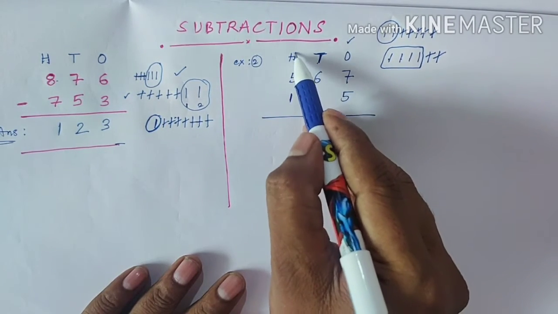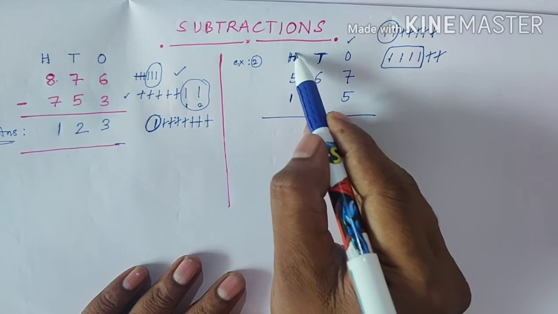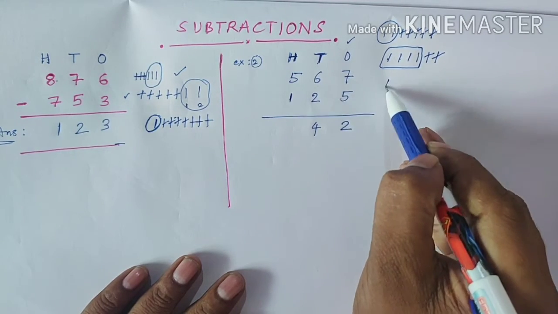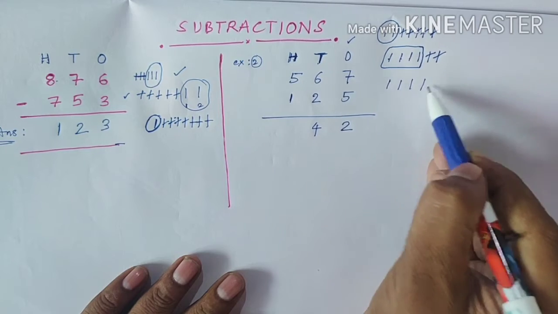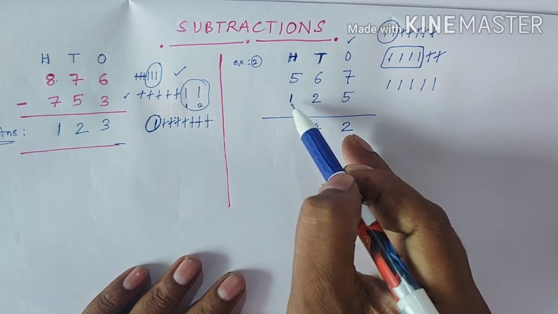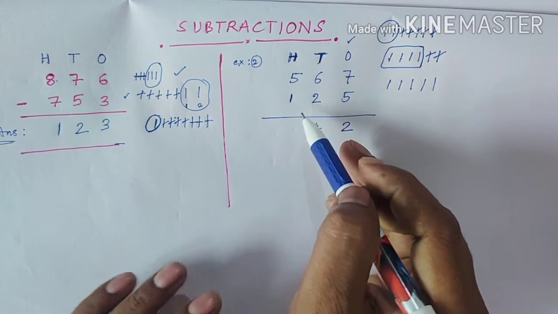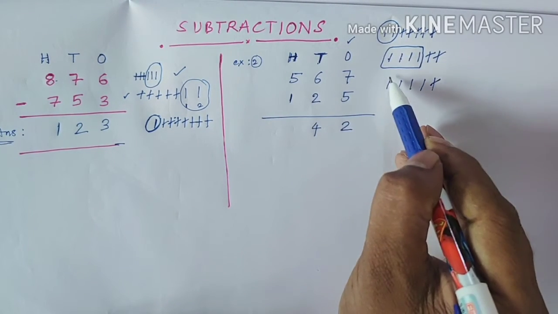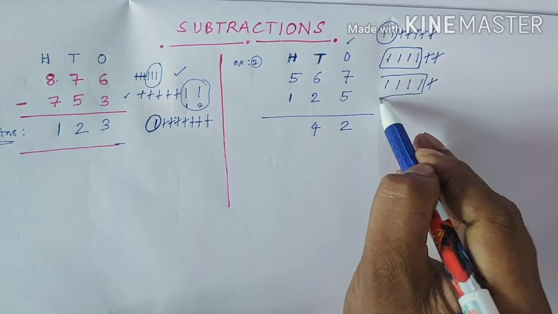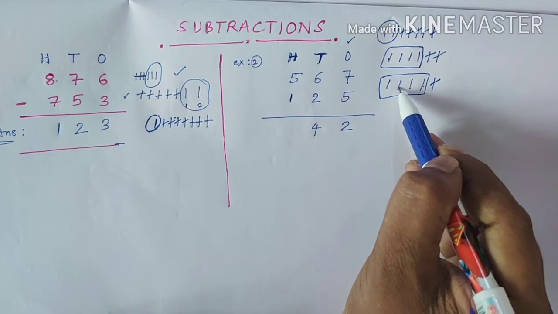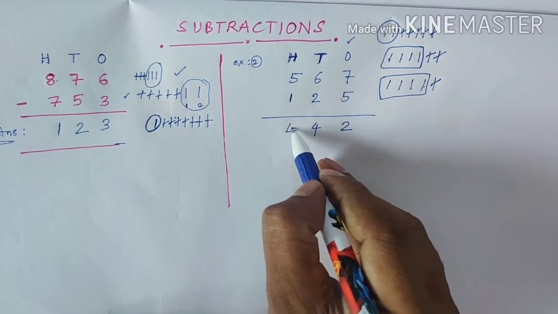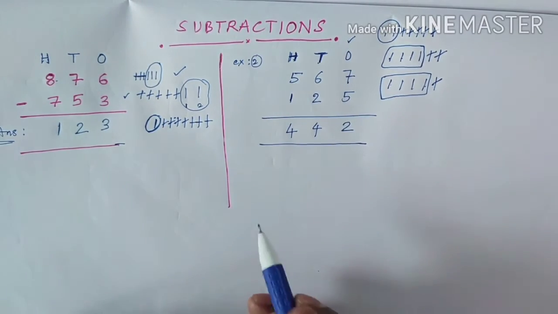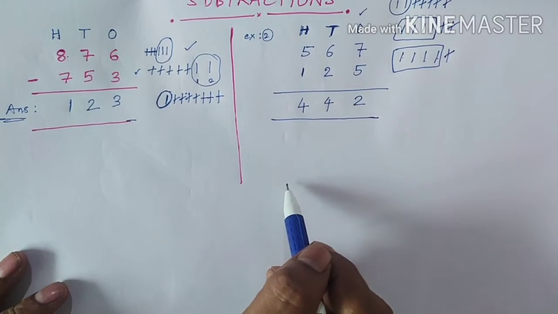Now coming to the hundreds column. In the hundreds column, the number on the top is 5. So you have to draw 5 lines. 1 2 3 4 5. The number below the 5 is 1. That means you have to cut off one line. So you cut it, and how many lines are left there? 1 2 3 4 lines. So you have to write 4 below the hundreds column. In this way we perform simple subtractions.